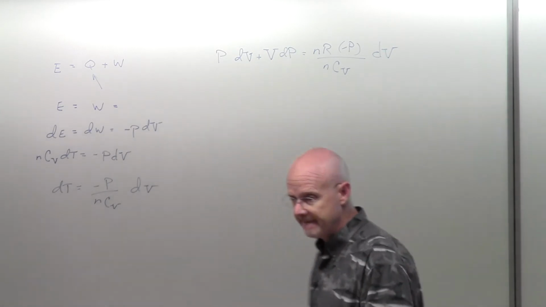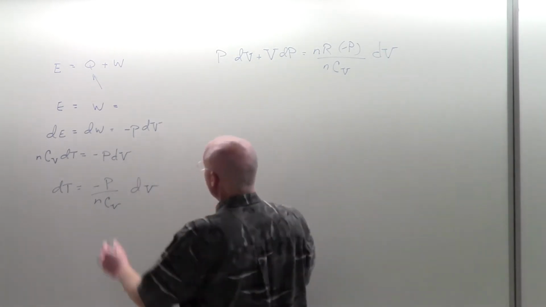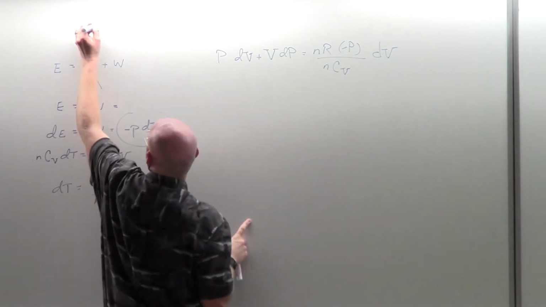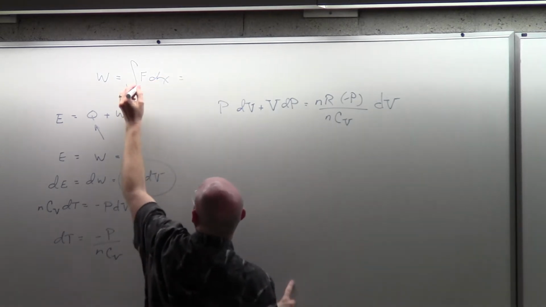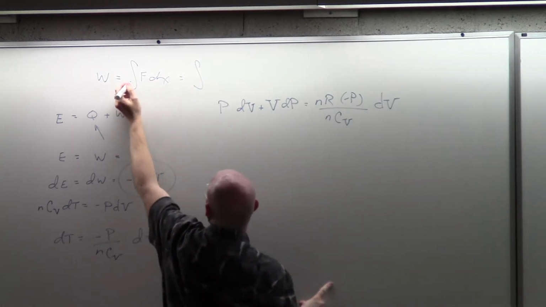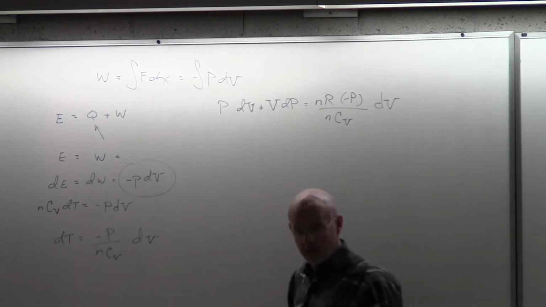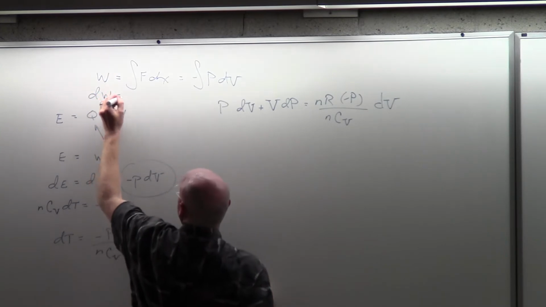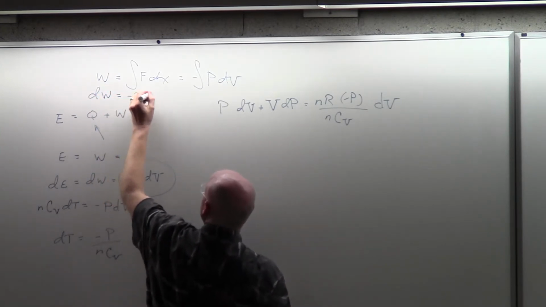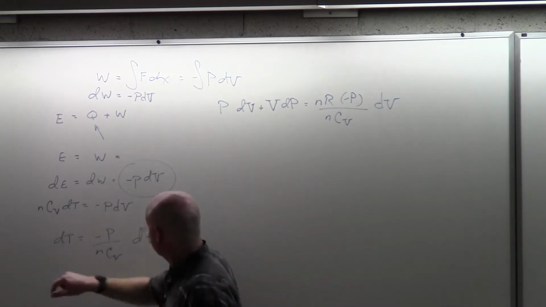You should get the negative P dV here. Oh, this, I guess, is our definition of work. Work, which is the integral of force times distance, becomes the same as negative pressure times volume. And so a little bit of work would be a pressure times a little change in volume. So there's the work and there's the dE.